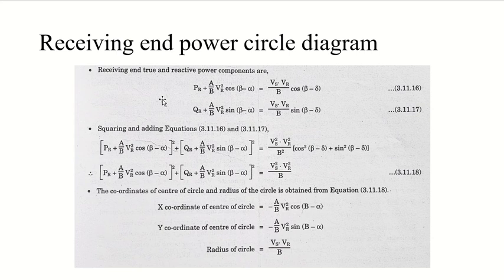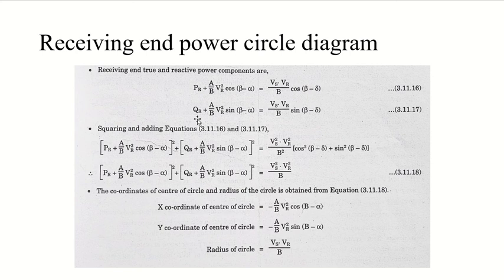We are actually plotting receiving end true and reactive power, which means we are plotting PR and QR here. So what we will get is PR plus A by B VR square cos beta minus alpha, which will be equal to VS VR by B cos beta minus delta. By the way, this formula we have derived in the previous lecture, in the previous video itself. So if you want to know how it came, you can check that video out.